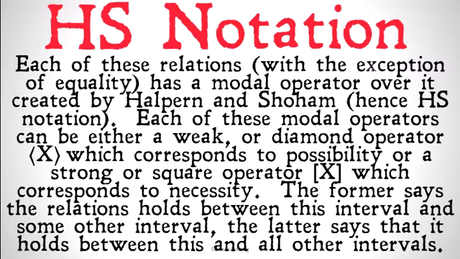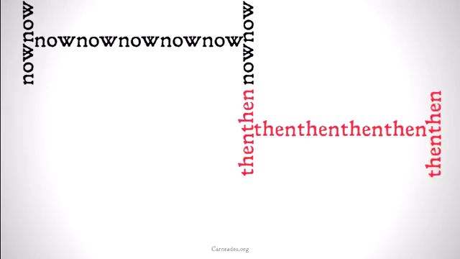The former says that the relation holds between this interval and some other interval. The latter says that it holds between this and all other intervals. For some statement P to be true, it holds either between some other interval that bears that relation to the current interval, or for all other intervals that bear the relation to the current interval. Looking at some examples, hopefully this will be made clear. So, let's take a look.